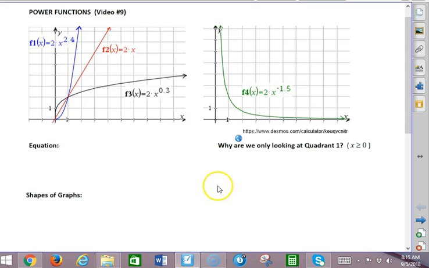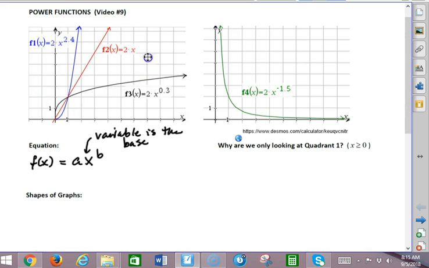Okay, you may have noticed that all four of the graphs, both the three over here and the one over here, have an equation that looks very similar. The equation is in the form f of x equals ax to the b, where the variable is the base. The only one that doesn't seem to have a b here is the 2x, but we could think of this as 2x to the first. If that exponent b is a 1, this is really a linear equation, so we don't really count this as a power equation, but it has the same form as a power equation.